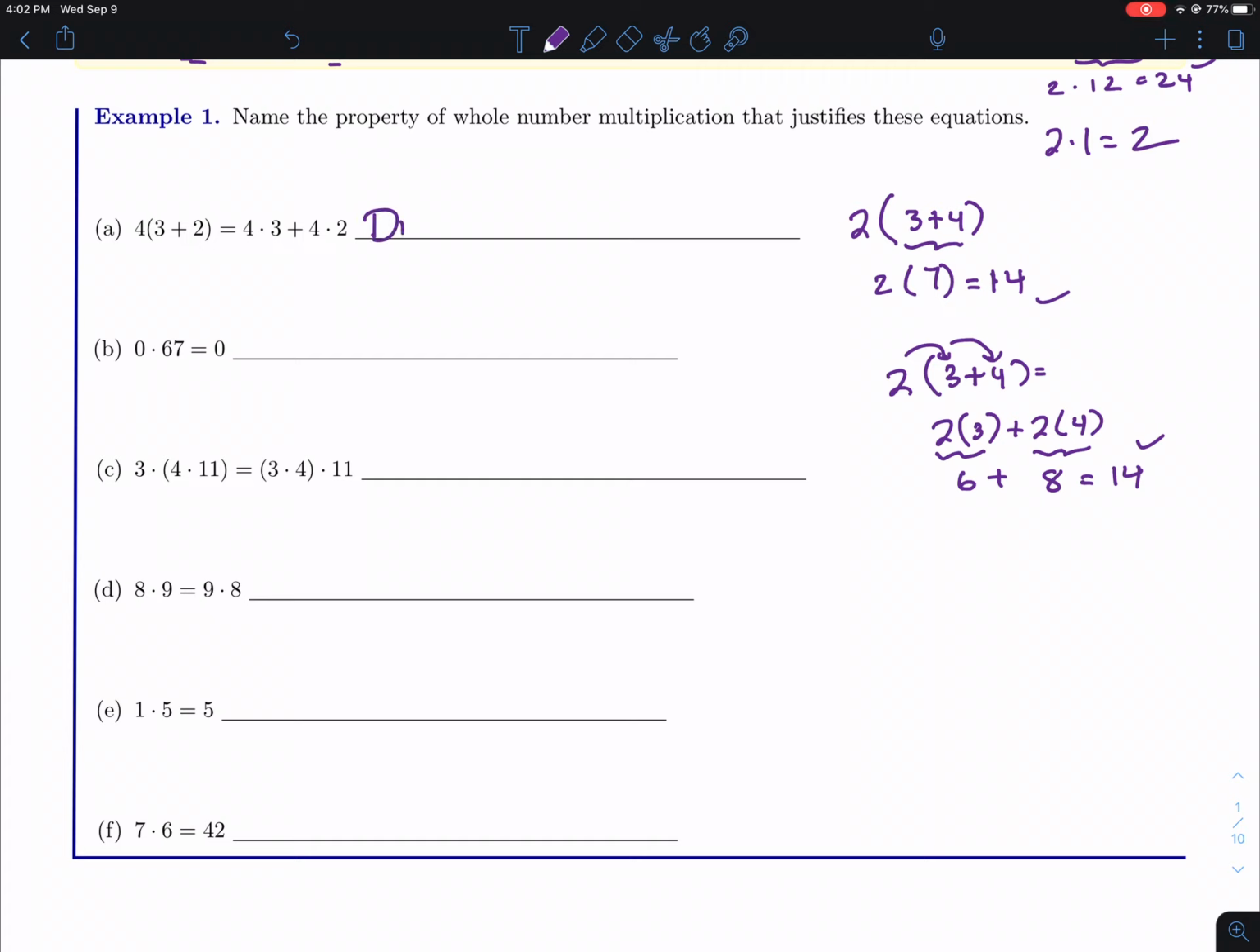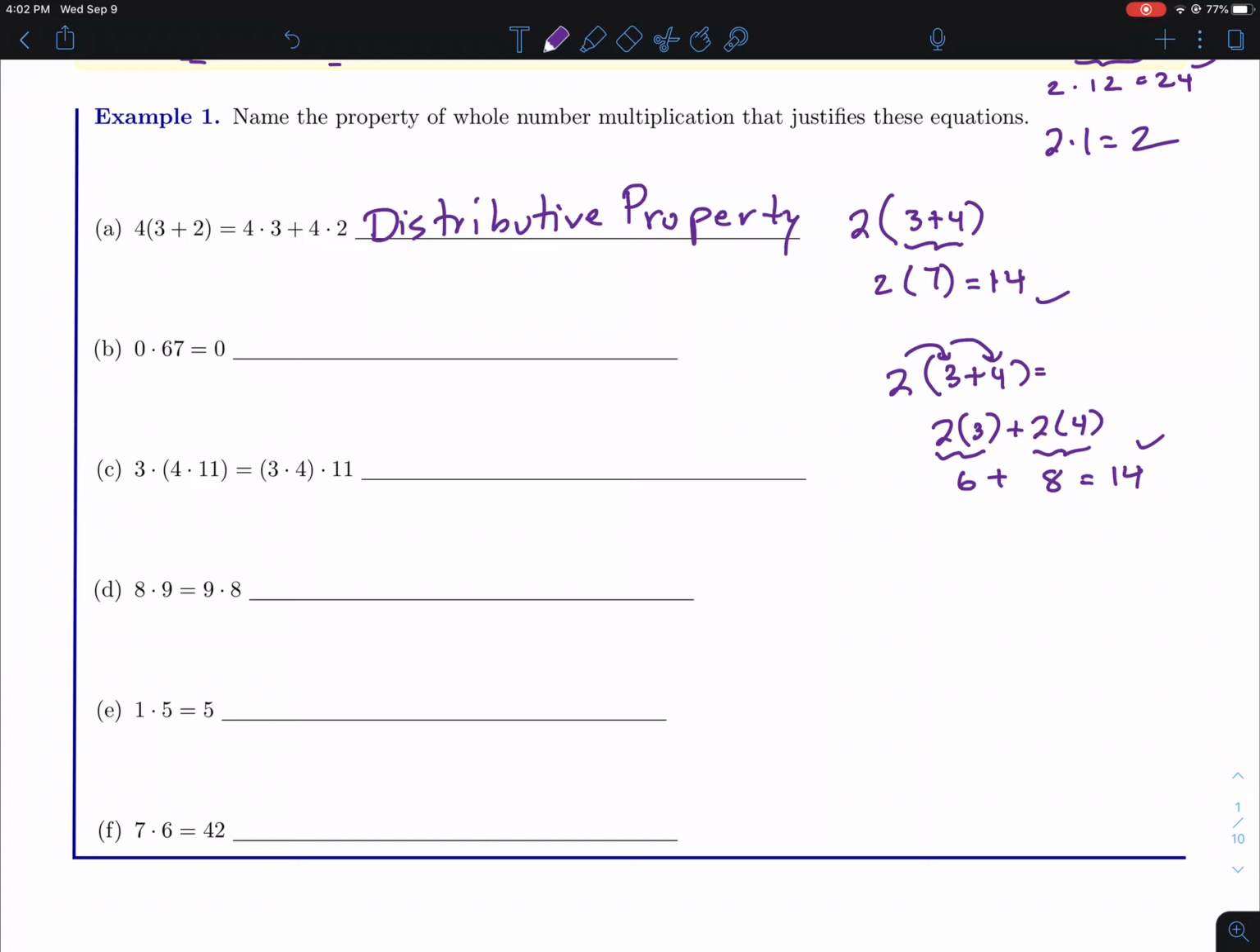Again, distributive property is going to be the only property that combines both multiplication and addition. Otherwise, these are always going to be either just straight addition or straight multiplication. So distributive property is the only one that has both. Keep that in mind.